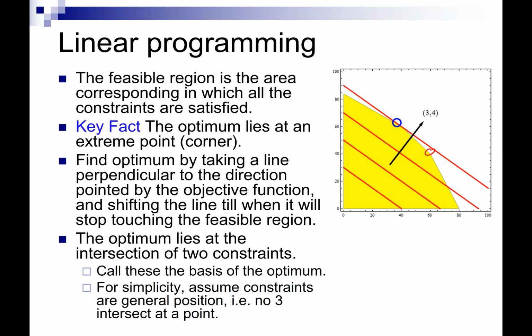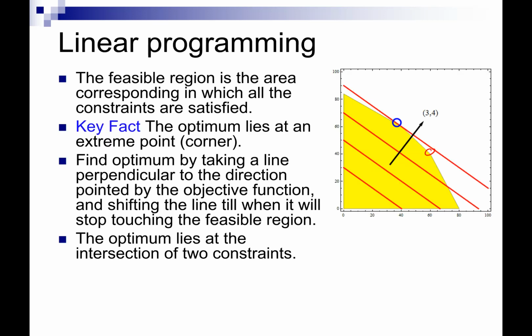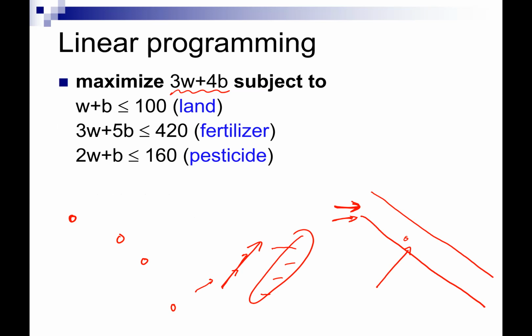And so now we're going to see a randomized algorithm for finding these optimal points. For example, for finding this blue point over here. One of the observations in this algorithm is that since the optimum is defined by two constraints, then we actually have many constraints. Here we have 3 constraints in total, but we could have added more. We could have had 100 constraints.